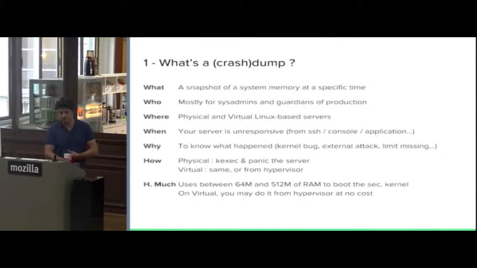So basically, what's a crash dump? It's just a snapshot of the memory of your system, the system state at an instant. Most of you may know core dumps, which are when an application segfaults or when you trigger it yourself to analyze the memory or run it in GDB, stuff like that. So you can use it on physical and virtual servers. It's not only for a certain type.